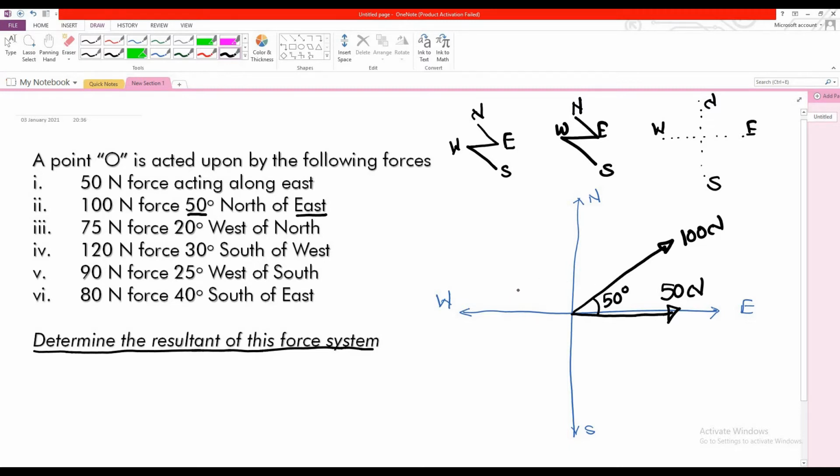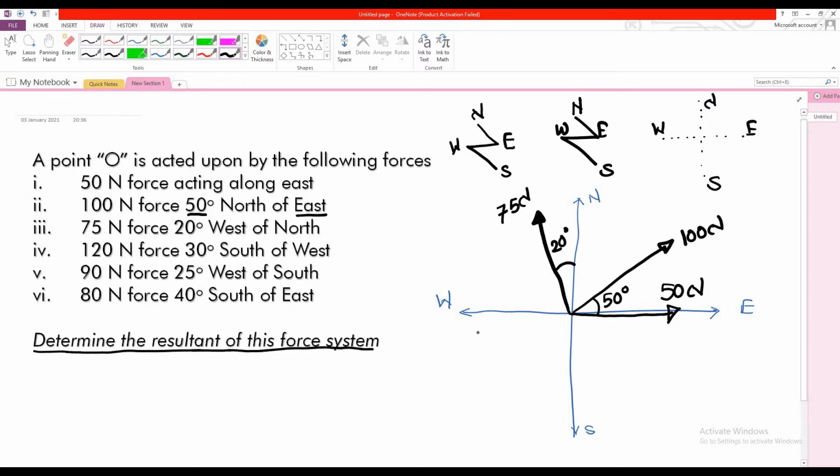75 Newton force, 20 degree west of north, means 75 Newton is making an inclination of 20 degree with north direction, but on which side? Which quadrant? West of north, means here. Okay, the angle is with north. How much is the magnitude? 75 Newton, and the angle is 20 degree.